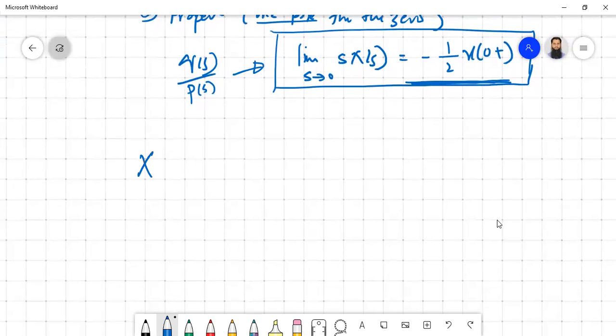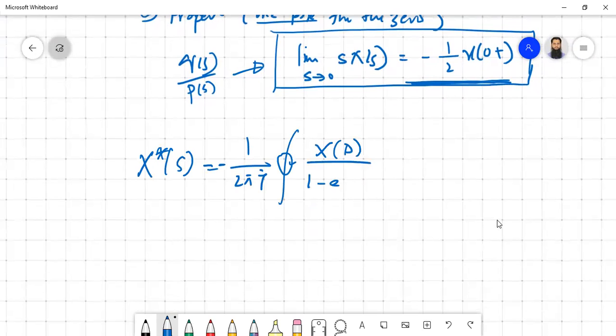So we finally say that X star (s) is basically 1 by twice pi j, with a negative sign as well, integration clockwise X(p) times 1 over 1 minus e to the power minus T(s minus p) dp. So we're going to use the same residue formula. The formula is the same, we will have to bother. But the question is the poles.